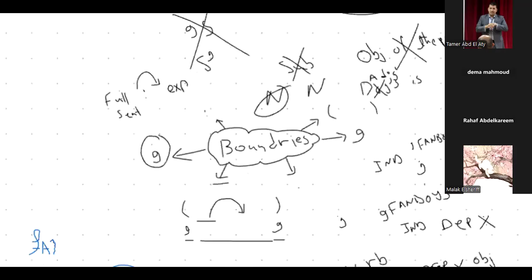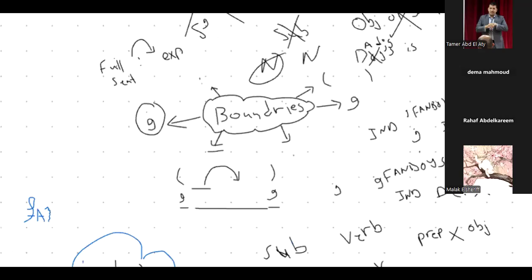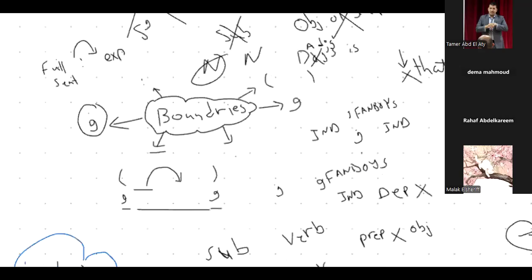Then we have the boundaries. The boundaries: the comma, the semicolon, the full stop, the comma. Let's agree that if you find comma fanboys, or semicolon, or full stop, they are the same. What comes before them is independent, what comes after them is independent. What did we say? Subject, verb, comma, conjunction, subject, verb, subject, verb, semicolon, subject, verb, subject, verb, full stop, subject, verb. So all of them are the same. So whenever you find them in the choices, cancel them.